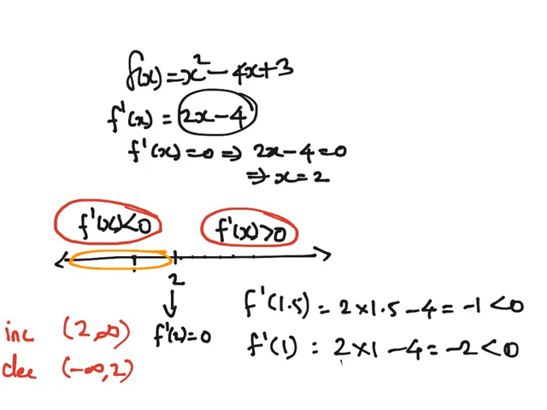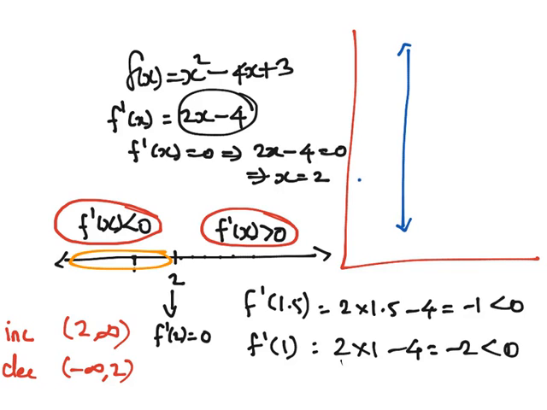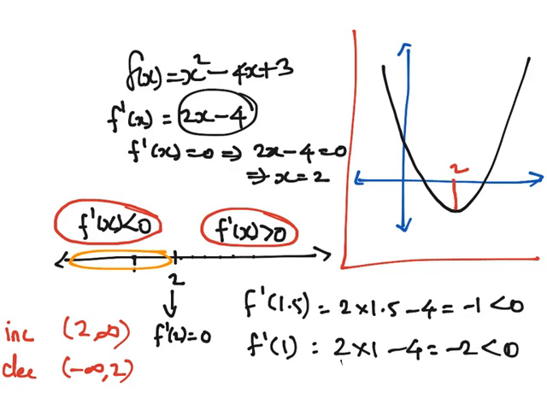Okay, so let us cross check. If you recall, this was the graph that we got. This is the y-axis, this is the x-axis, and this is the parabola, and this point was 2, right? You can see that after 2 the function is increasing, so this is correct, and before 2 the function is decreasing, so this is also correct. So it's very, very simple.